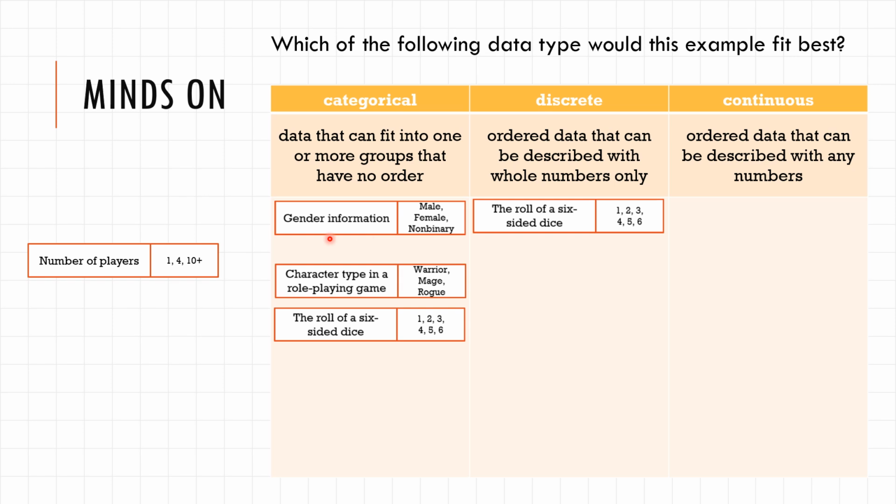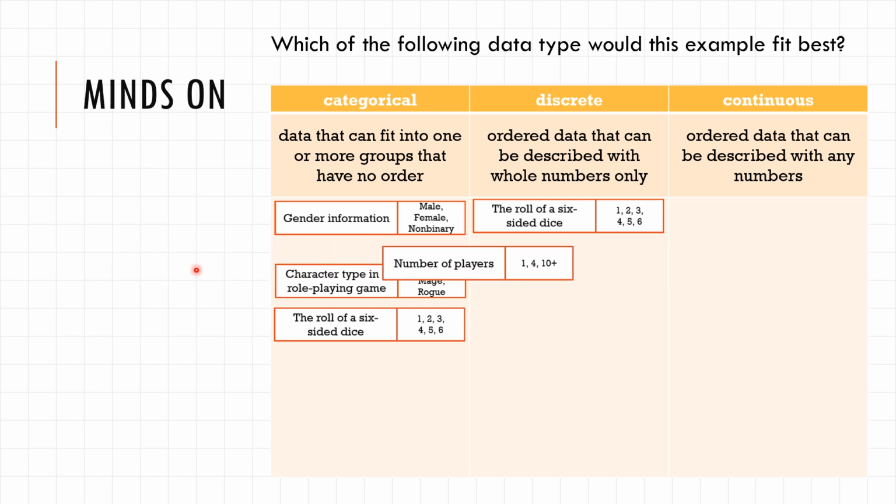What about the number of players? When you play a game, sometimes the game goes up to 5 players maximum. Sometimes games are only for 1 player. Sometimes games can go to 10 or more players. What sort of data would this be?